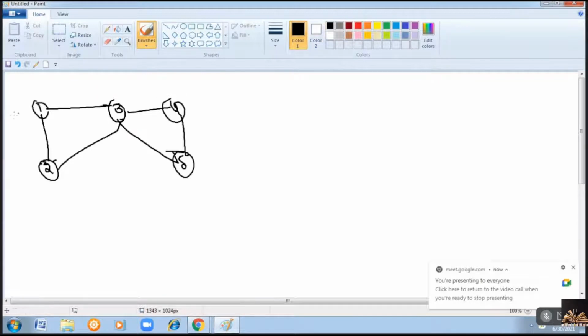So start from any vertex, start traversing the graph from any vertex, visit all the edges exactly once and come back to the same vertex. If yes, then we can say that it is an Euler graph.